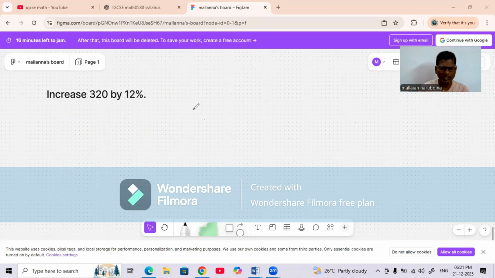Increase 320 by 12%. So first write 320. In that find 12%. 0 0 gets cancelled. Then 12 2s are 24. 12 3s are 36 plus 2, 38. By 10. So write 384. Here we have 1 0, so put a decimal after 1 digit starting from right to left. So 38.4. Now add this 38.4 to this 320.